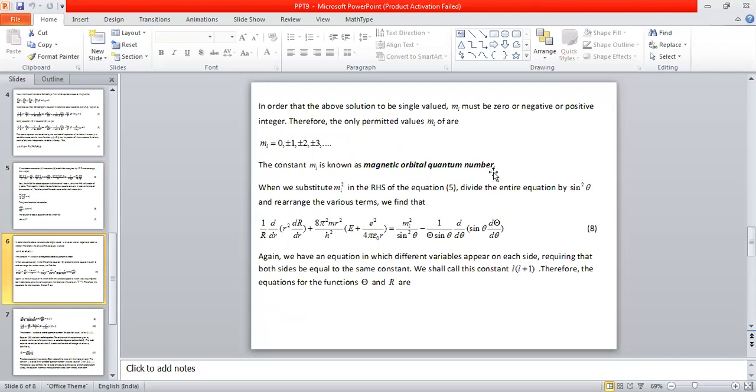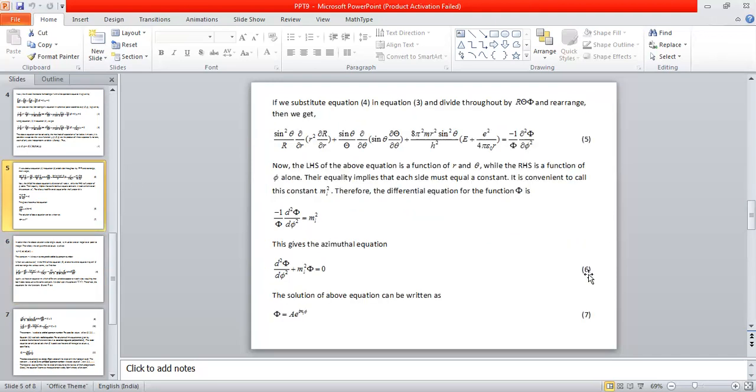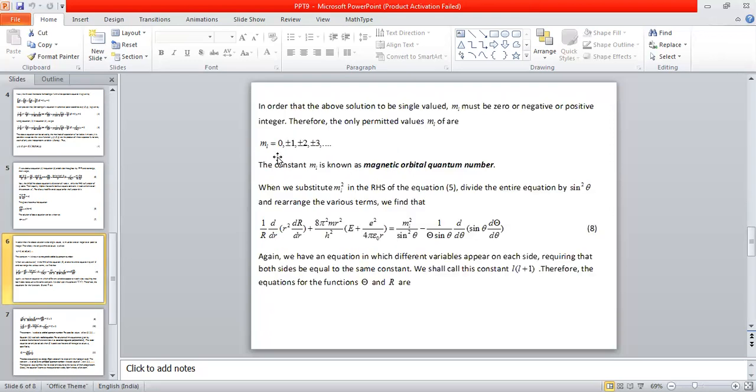So this constant is what we call the magnetic orbital quantum number. Students should be aware of this particular quantum number because they might have studied it in the case of Bohr's theory or the extension of Bohr's theory. So the constant ML that we introduced in equation 6, the azimuthal equation, cannot take a continuous set of values. It can take only some discrete set of values decided by 0, or plus or minus 1, or plus or minus 2, etc. And therefore that constant ML is what we call the magnetic orbital quantum number.